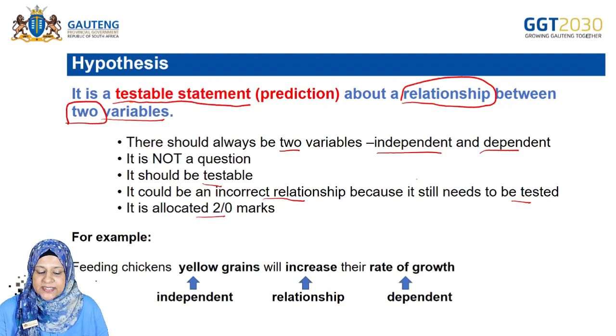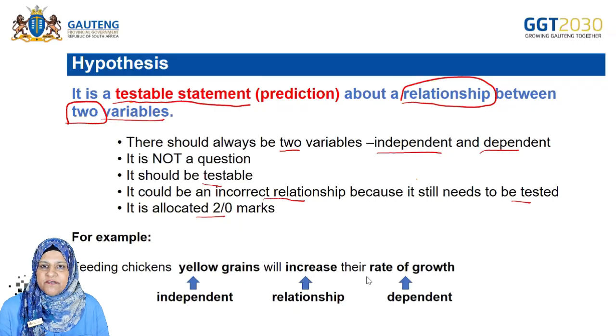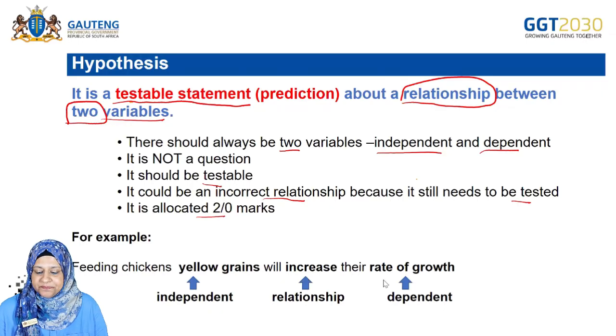So let's look at an example. Feeding chickens yellow grains will increase their rate of growth. So what are you doing? You are feeding them yellow grains. That's the independent variable. You are manipulating that variable. You are giving them yellow grains. But the relationship is, you are saying it will increase their rate of growth. You're going to measure the rate of growth. That is your dependent variable.